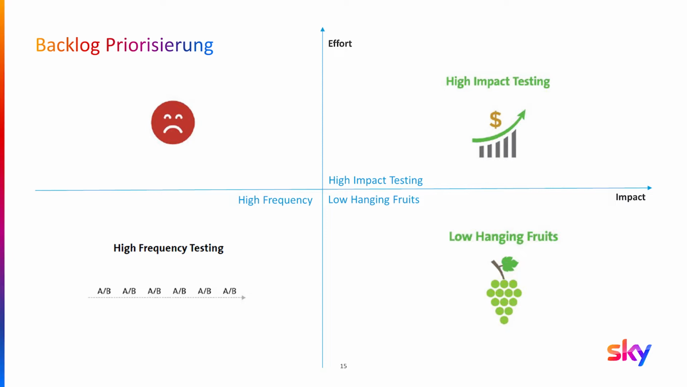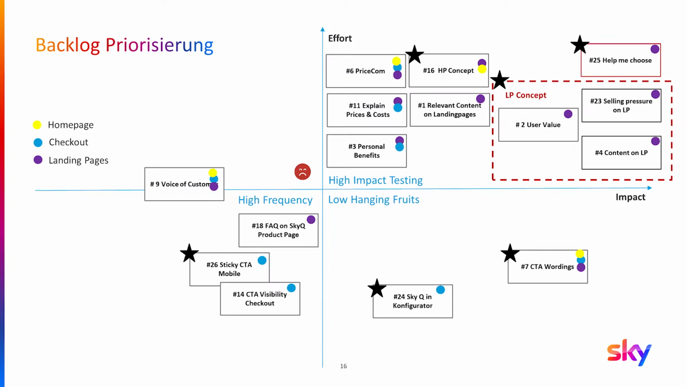So we have the impact, we have the effort, and based on that, we are mapping our test ideas, our test hypotheses, and it could look like that in the end. And then you go ahead and select the test which you want to test as the next one. Now you have a test, okay? And then you want to test this as an A/B test.